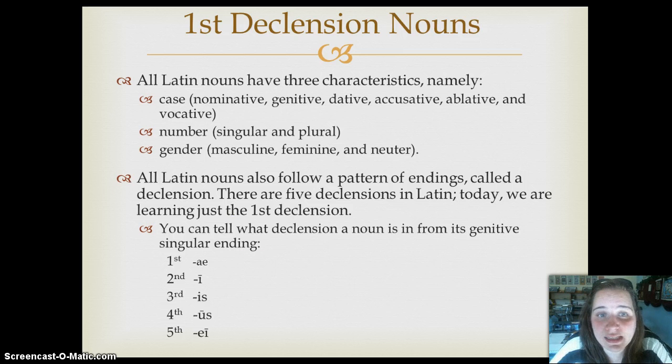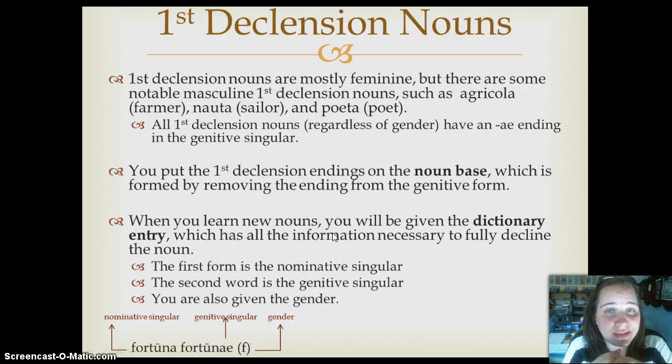So all first declension nouns have an -ae ending in the genitive singular. Second declension have a long -ī ending. Third have an -is ending. Fourth has a long -ūs ending. And fifth, -eī, okay? So first declension nouns specifically.